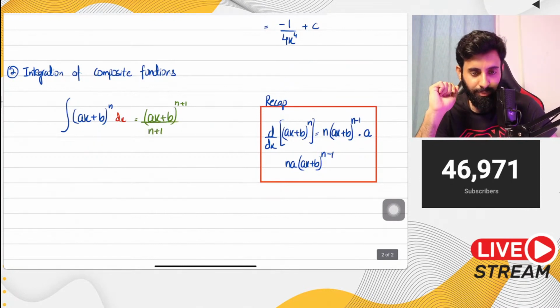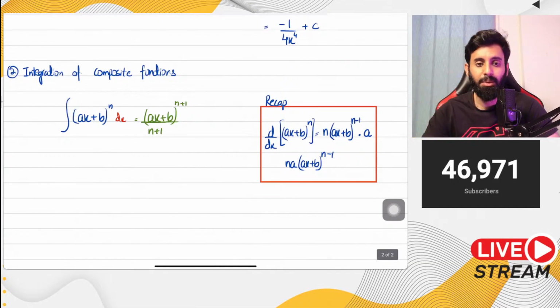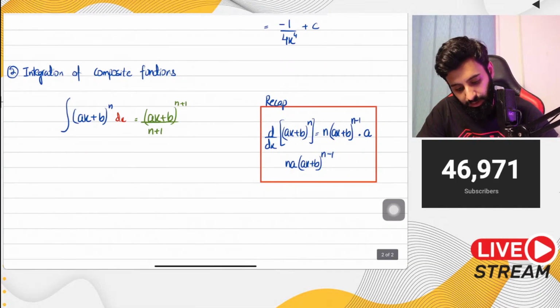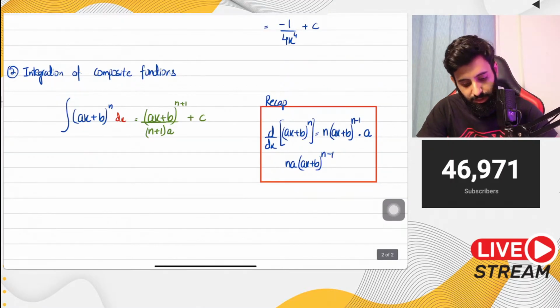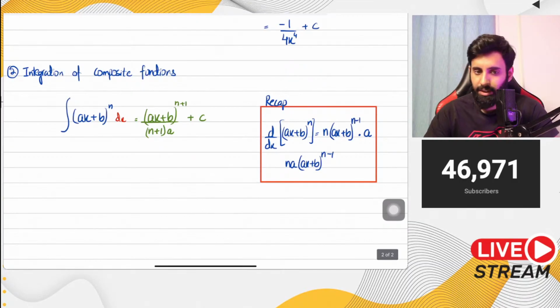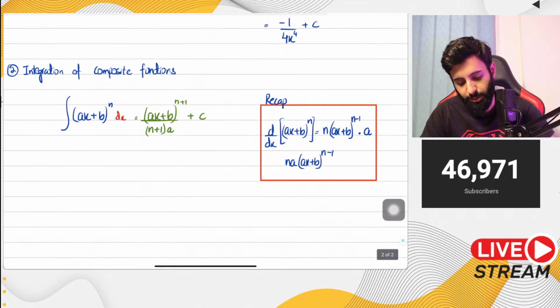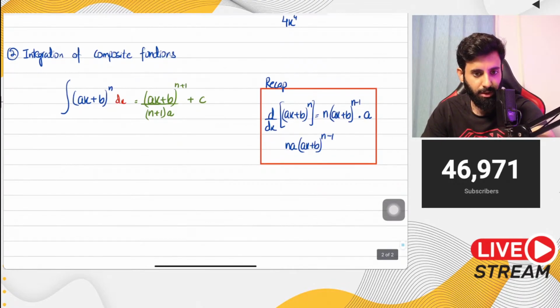And at the same time, you will also divide it by the differential of the bracket. So that means you will divide it by the differential of ax plus b, which is going to be a. And then don't forget to put the plus c. Okay, so this is like the general form. Then you can simplify and write it nicely. But this is how you integrate a composite function.